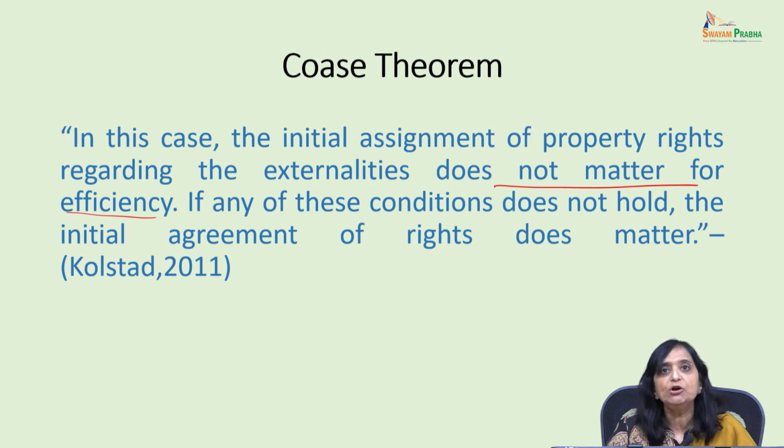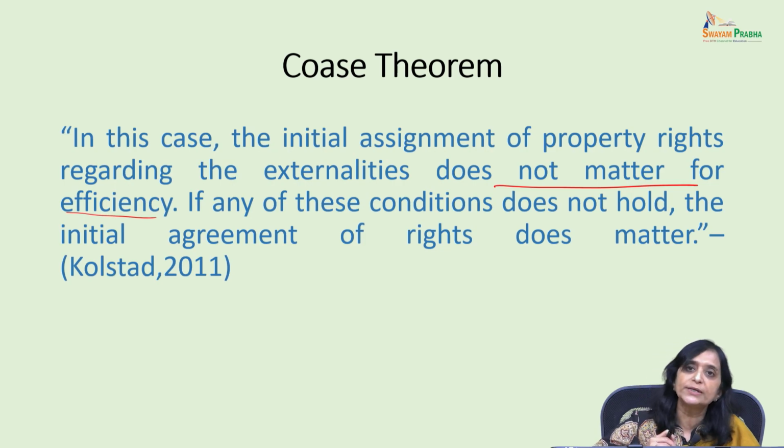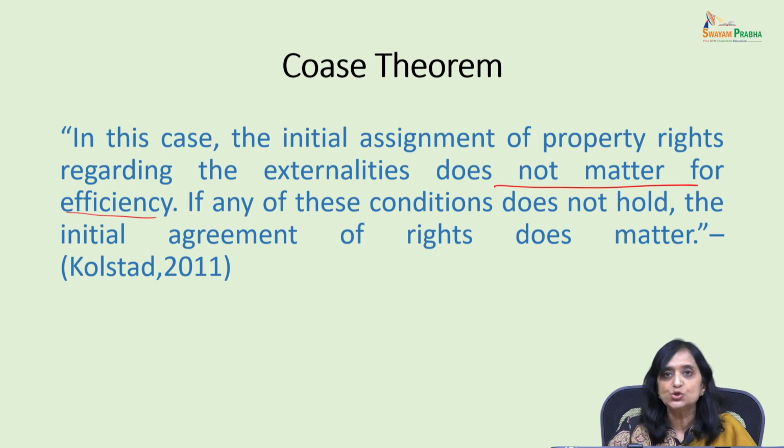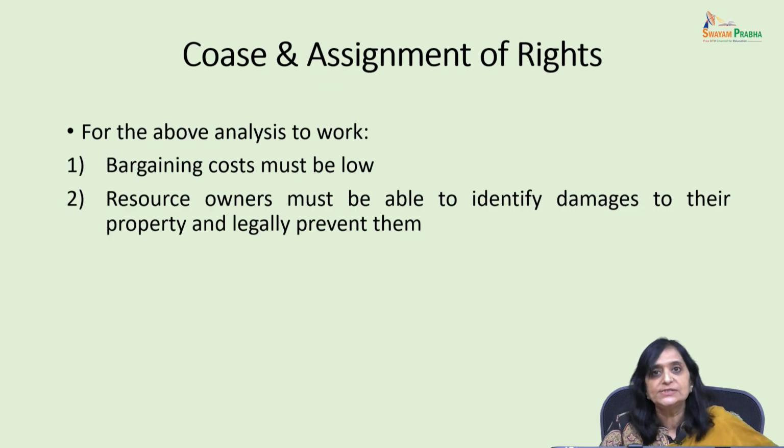However, if any of these conditions do not hold, the initial agreement of right does matter. For example, if there are transaction costs, then it does matter who has the property right. Is it the polluter who has the property right, or is it the victim? But in case there is no transaction cost and these parties are able to bargain, it doesn't matter whether the right is with the polluter or the victim, because in any case, they are going to come down to the same situation of efficiency.